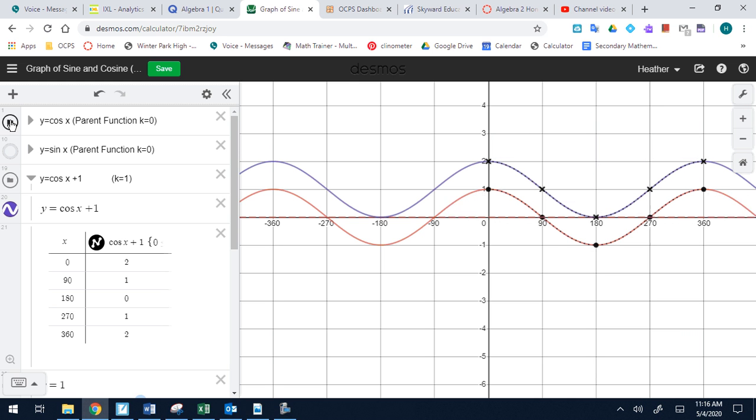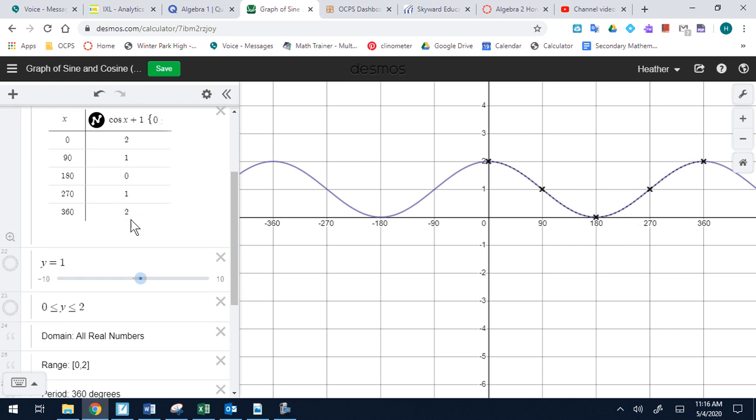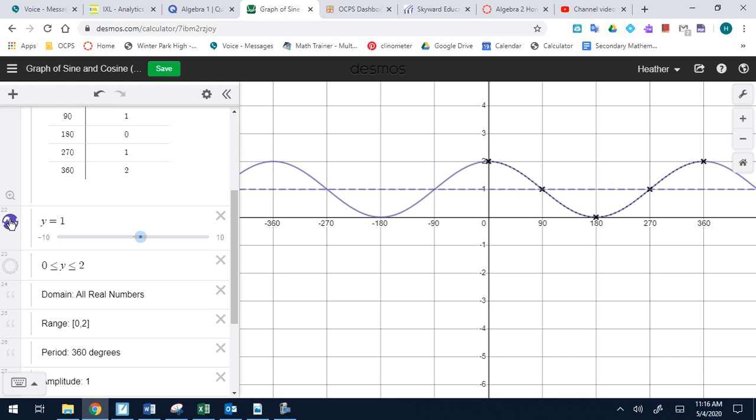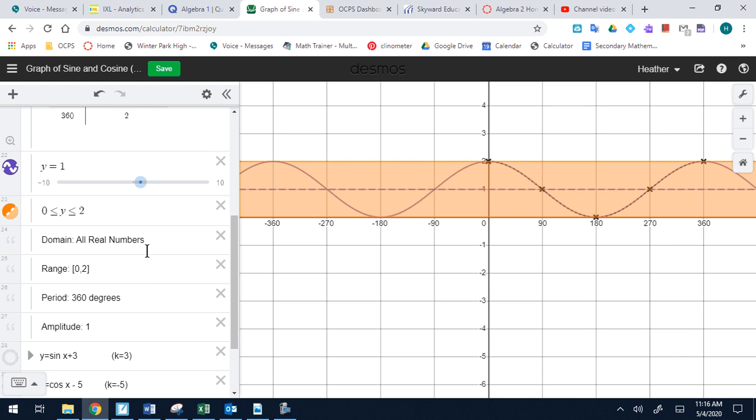So I'm going to turn the parent function off so we can look at just our cosine of x plus 1. Notice that our midline is no longer at y equals 0, it's at y equals 1, which is your k value. That also changes our range. So now instead of going negative 1 to 1, we're going 0 to 2 because our midline is at 1. Domain is all real numbers. Our range goes 0 to 2. The period is still 360. The amplitude is still 1 because amplitude is the distance from the midline. So up 1, down 1, the amplitude is still 1.